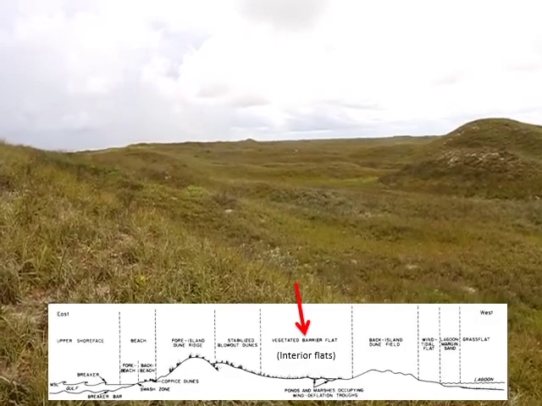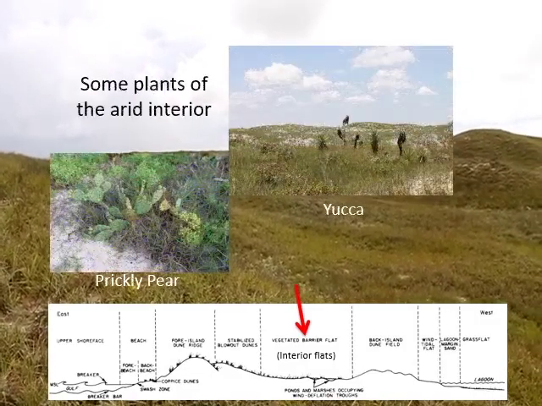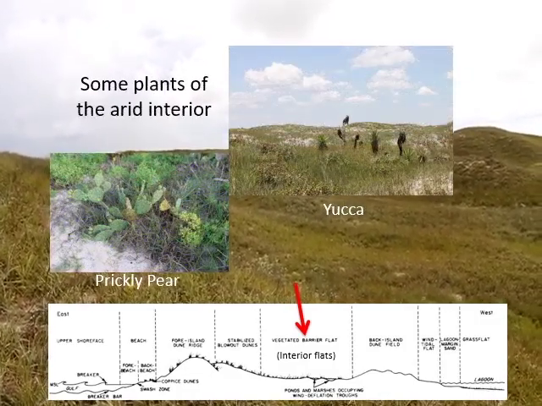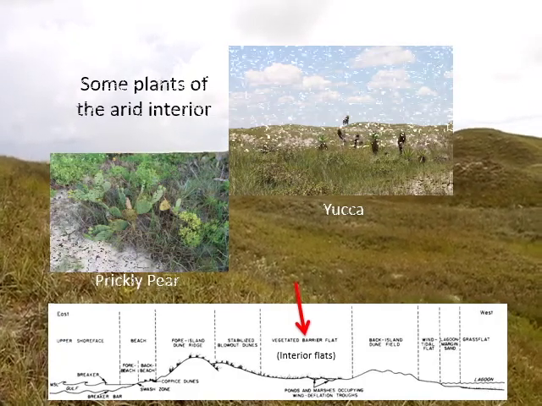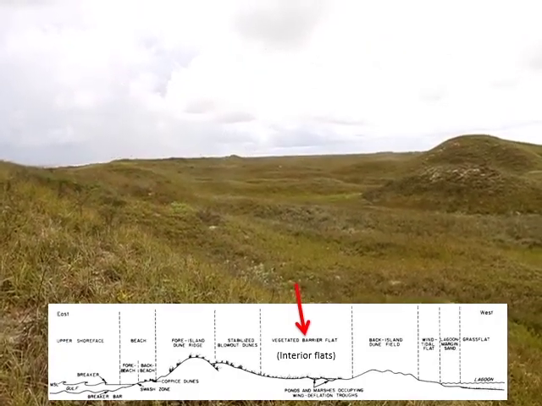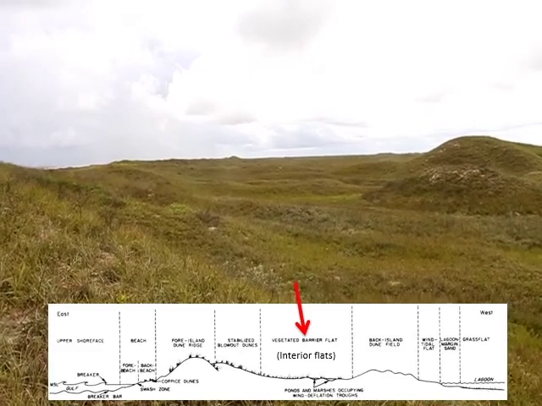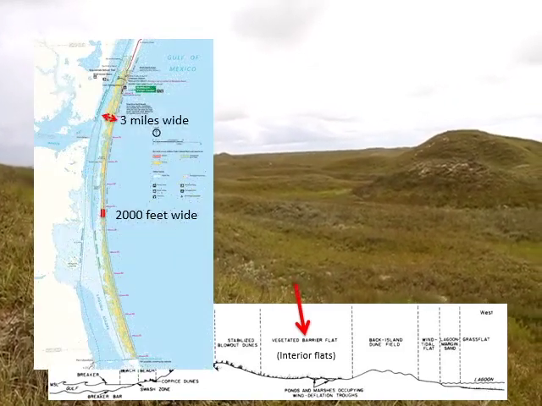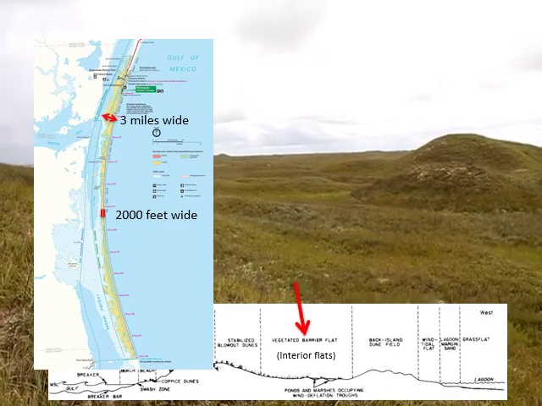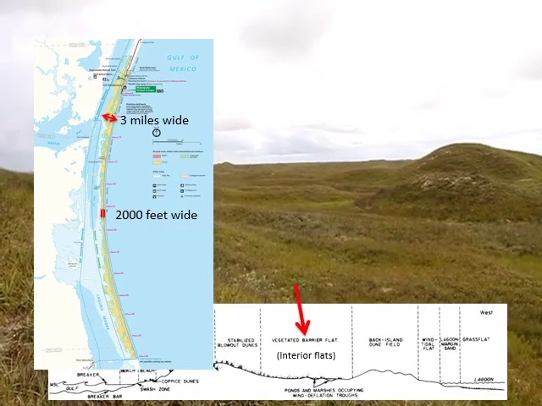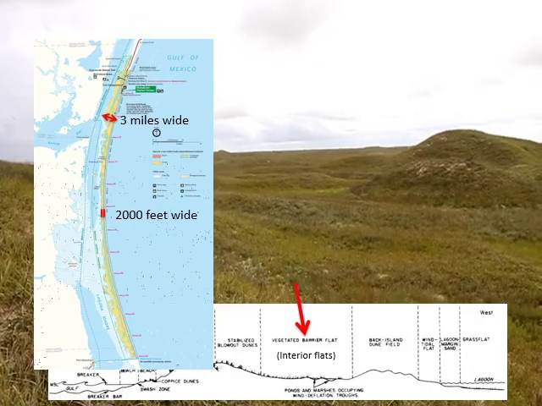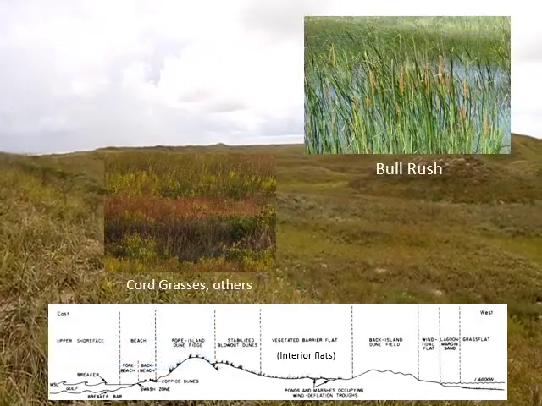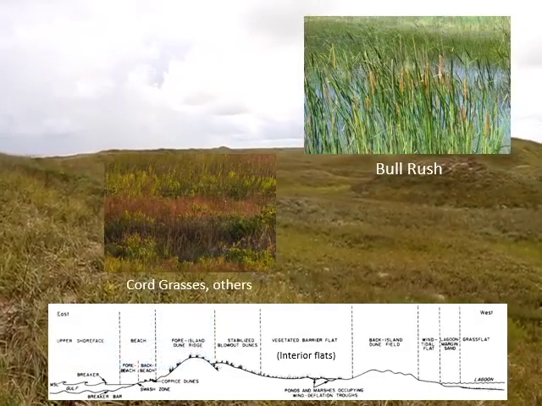The interior tends to be very arid and a harsh place for things to live, but an incredible number of organisms, predator and prey, live their lives, their entire existence in the interior areas. Padre Island may be 3 miles wide in some places, down to a few thousand feet as you go along the many, many miles of Padre Island. Dominated by grasses, cord grasses, also bulrush, many, many other grasses.